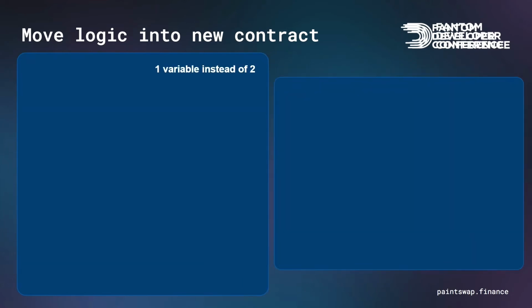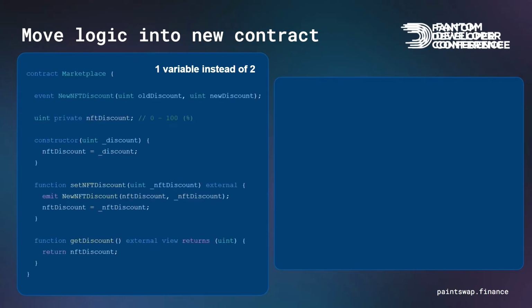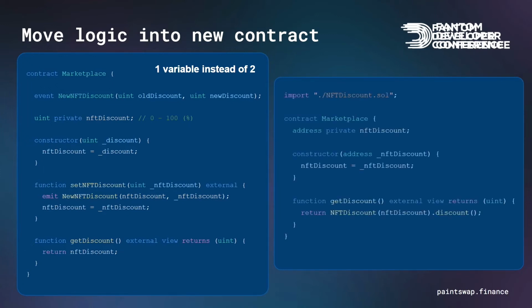So we're going to do the exact same as we did previously, but with only one variable instead of 2. So there's only one event emitted, there's only one variable, and one setter function. So we're going to move it into a new contract and call it in the same way we did previously. So this is still 283 bytes, but the previous code was now 236 bytes.